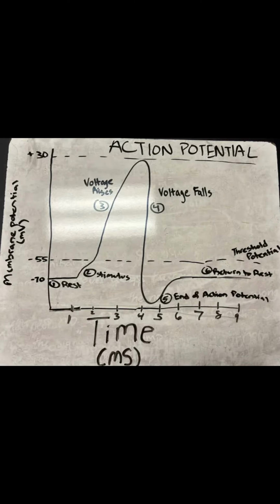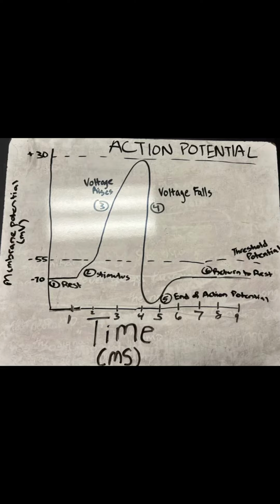The sodium-potassium pump sends 3 sodium ions out and 2 potassium ions in continuously. When a stimulus or ligand causes sodium passive channels to open, the sodium ions rush inside the cell from a high concentration to a low concentration. This depolarizes the cell from a potential of negative 70 millivolts to negative 55 millivolts.